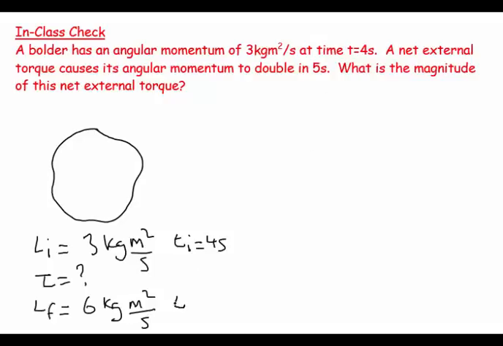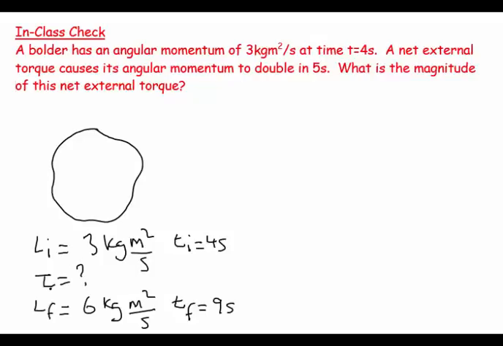So t final is not 5 seconds. t final is actually going to be 4 plus 5, which is 9 seconds. So notice you've got to be careful there. If it causes it to double by 5 seconds, that's very different from caused it to double in 5 seconds. So there's some interpretation there. And it's asking what is the net external torque.